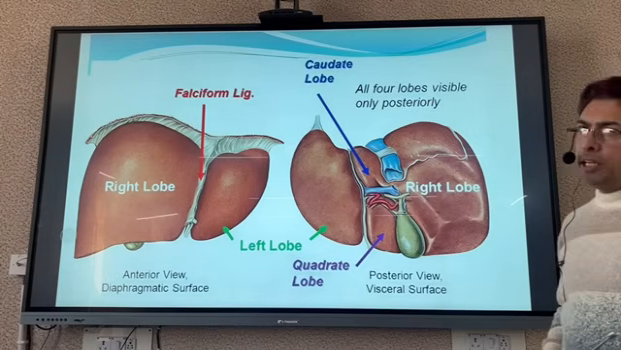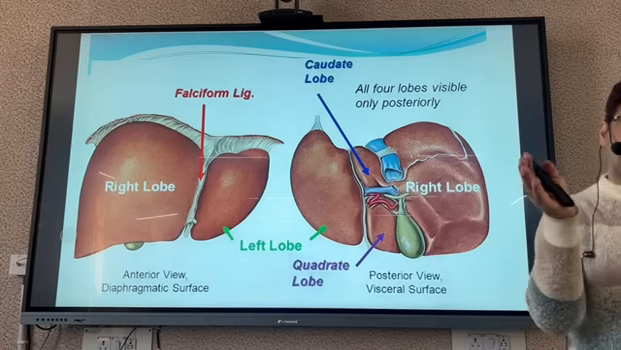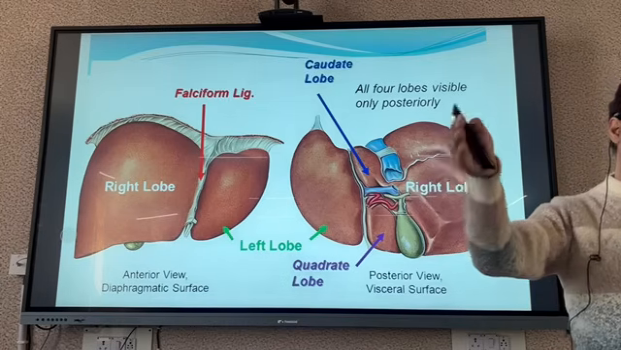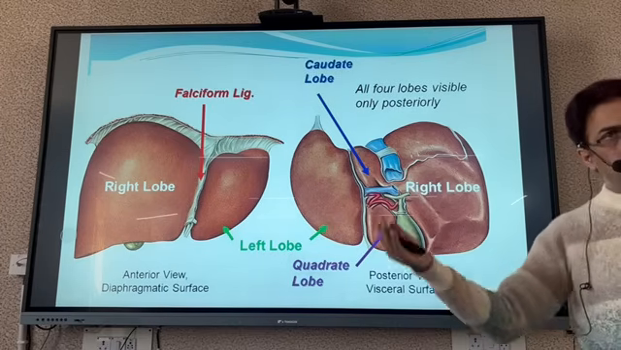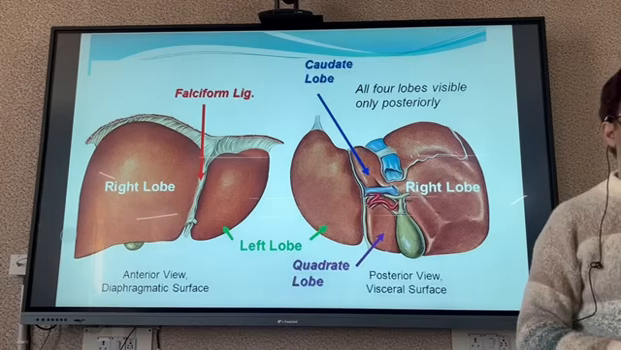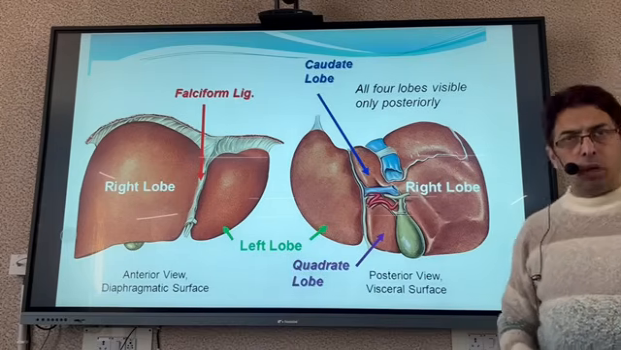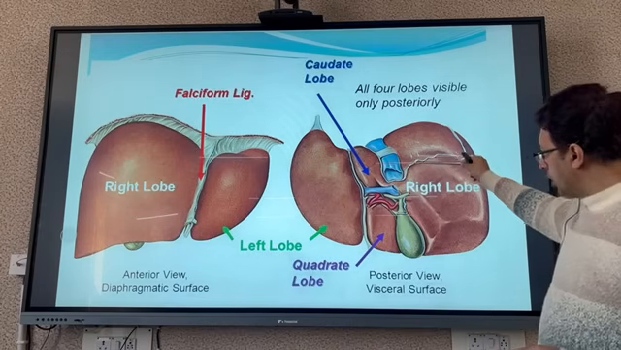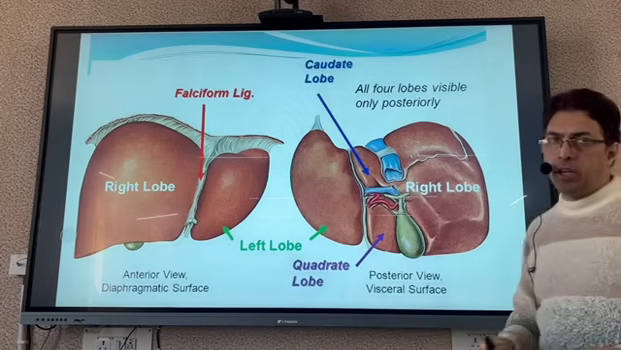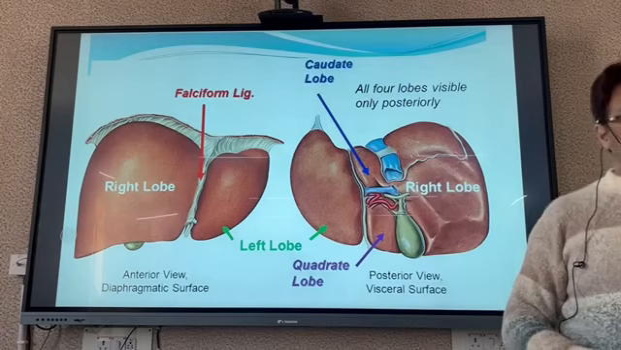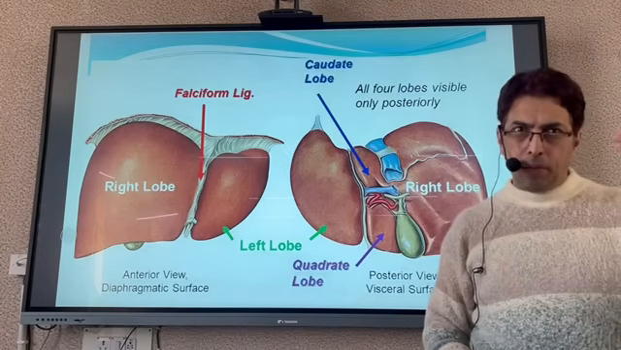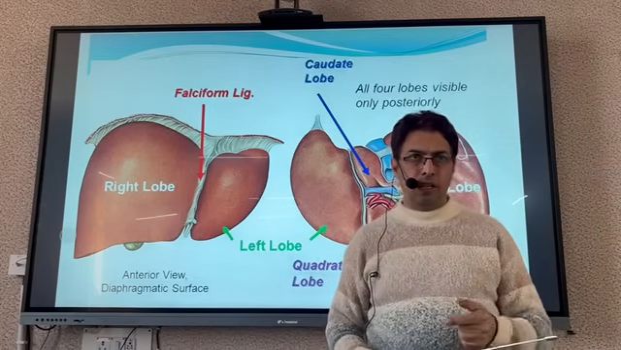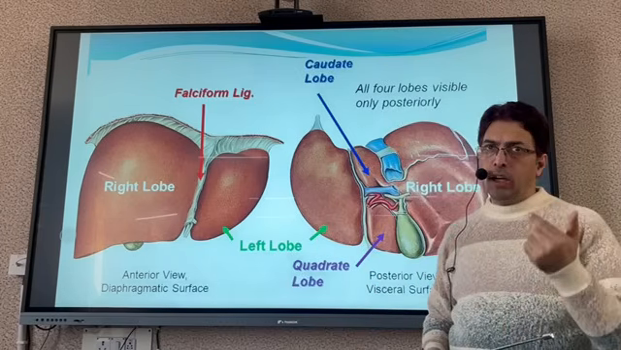Okay. But the important thing is that we have just said that the liver has predominantly 2 lobes, the right lobe and the left lobe. But posteriorly, we have 2 other lobes. Very, very important. These 2 lobes are the caudate lobe and the quadrate lobe. So over here you can see, this is the caudate lobe and this is the quadrate lobe. Caudate means tail, and quadrate means quadrilateral, isn't it? So the caudate lobe and the quadrate.